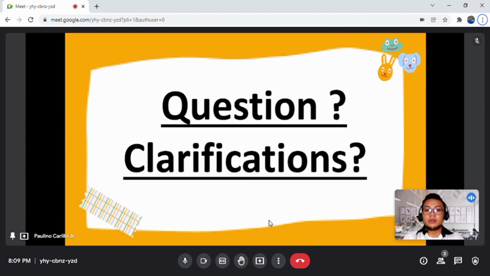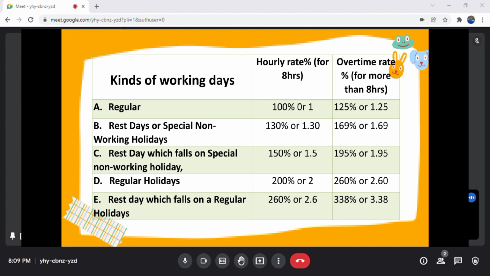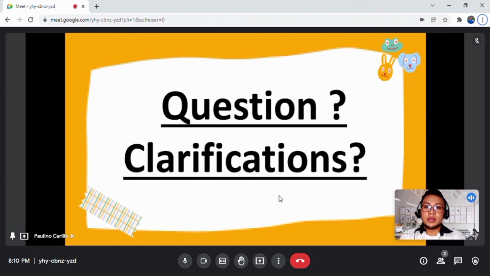This is how we solve for the overtime pay during regular days or ordinary days, rest days or special working holidays, rest days which fall on special holidays, regular holidays, and rest days which fall on regular holidays. Now, do you have any questions or clarifications? I guess what I need to tell you is just to remember this table, because this will help us compute for the overtime rate. If we know that table, it would be easy to solve for the overtime rate, because we are familiar with the hourly rate and overtime rate during that day or holiday.